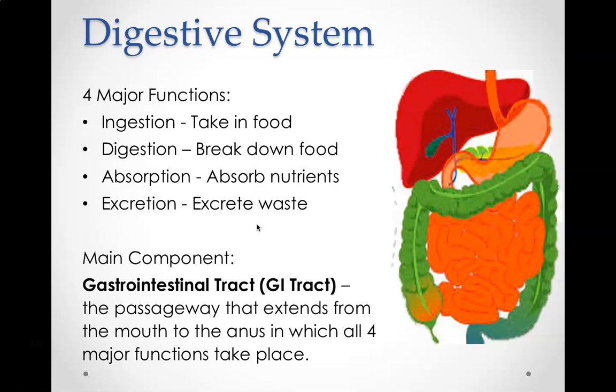The main component of our digestive system is called the gastrointestinal tract, or the GI tract for short. And that's the passageway that extends from the mouth to the anus, in which all 4 of these things are happening. So starting at the mouth with ingestion, we're going all the way through the digestive system in one long pathway until we reach excretion. And so that whole thing is called the GI tract.